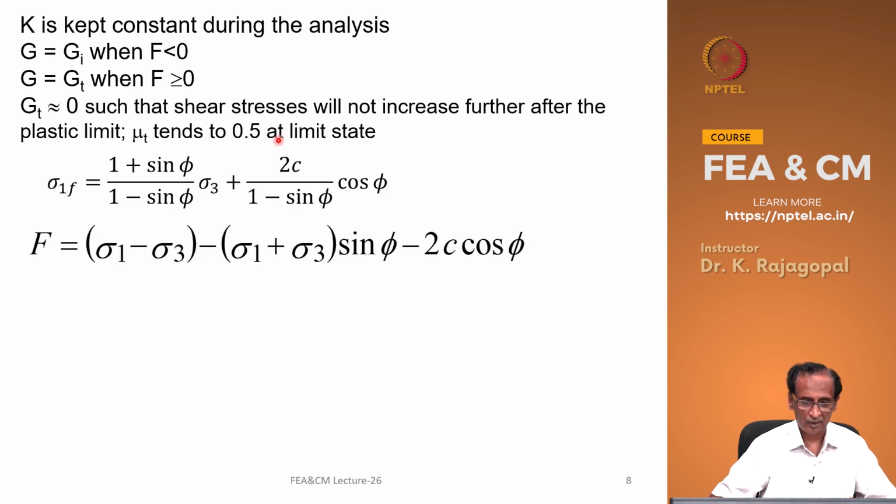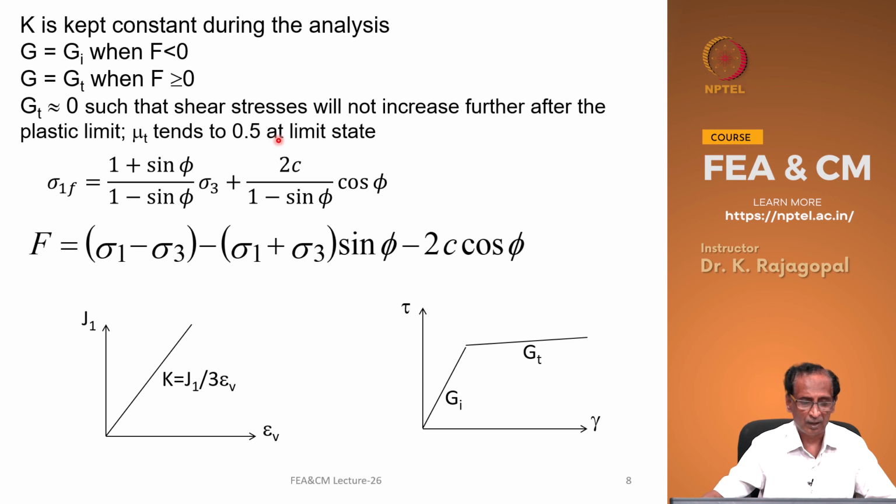and this is what we have seen earlier. And if you plot a graph between J1 and epsilon v, it is a straight line, that is the K, and then tau versus gamma is initially with shear modulus Gi up to some limit when your yield function becomes 0 or greater than 0, and beyond that G is set to some small value Gt. It could be 1% of the initial value or 0.1% and so on, we can decide based on the problem that we have. Okay.